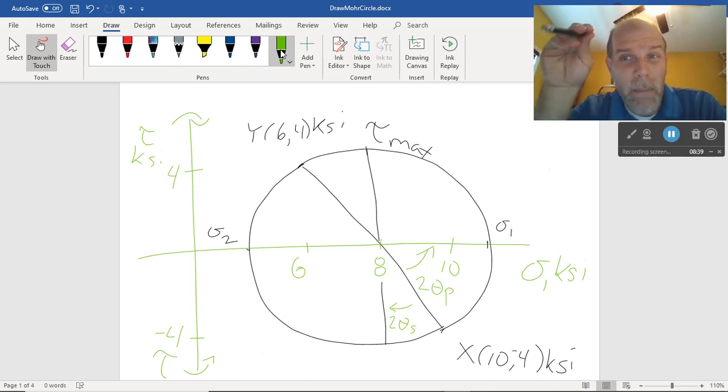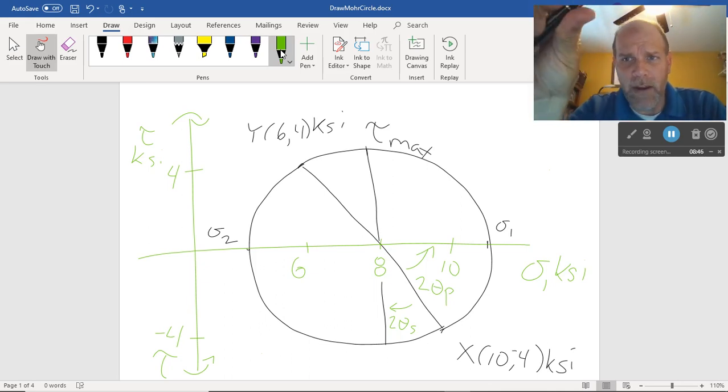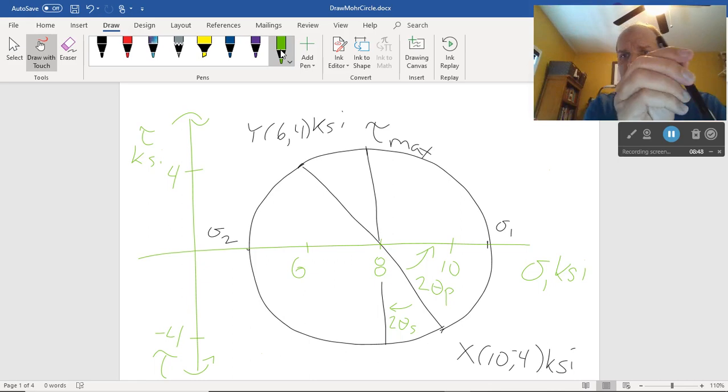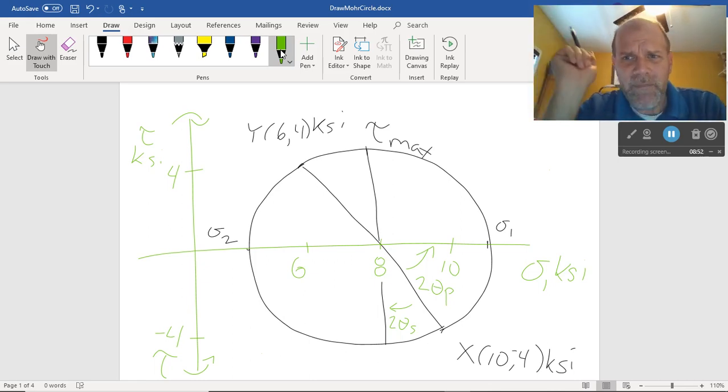If my x point were above that horizontal axis, I'd have a problem, because then I would need a clockwise rotation to bring it down to the horizontal, as opposed to a counterclockwise rotation. Oops, right? That's bad things there. So that's how we plot in this situation.